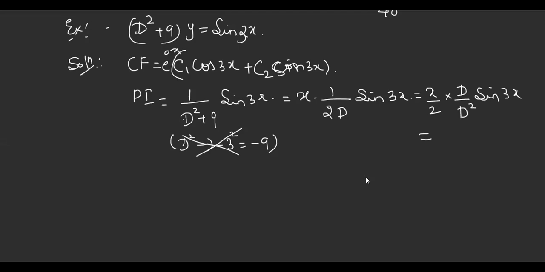Now this can be written like x by 2. Now D square has to be replaced by what? According to the procedure, D square is replaced by minus 9. So I should write it as minus 9. Am I right? Now, what is the meaning of D operating on sin 3x? It means differentiation of sin 3x. The derivative of sin 3x is what? Cos 3x into 3. Correct. So this is one way.